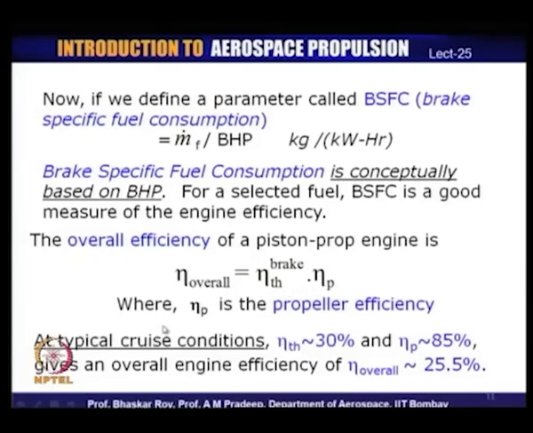Typically, when an aircraft is flying at cruise condition, the brake thermal efficiency is likely to be of the order of 30%, whereas the propeller efficiency, the aerodynamic efficiency of the propeller functioning, could be of the order of 85%, in which case the overall engine thrust producing efficiency could be of the order of 25.5%. That is the kind of overall thrust production efficiency with which the aircraft power plant functions.